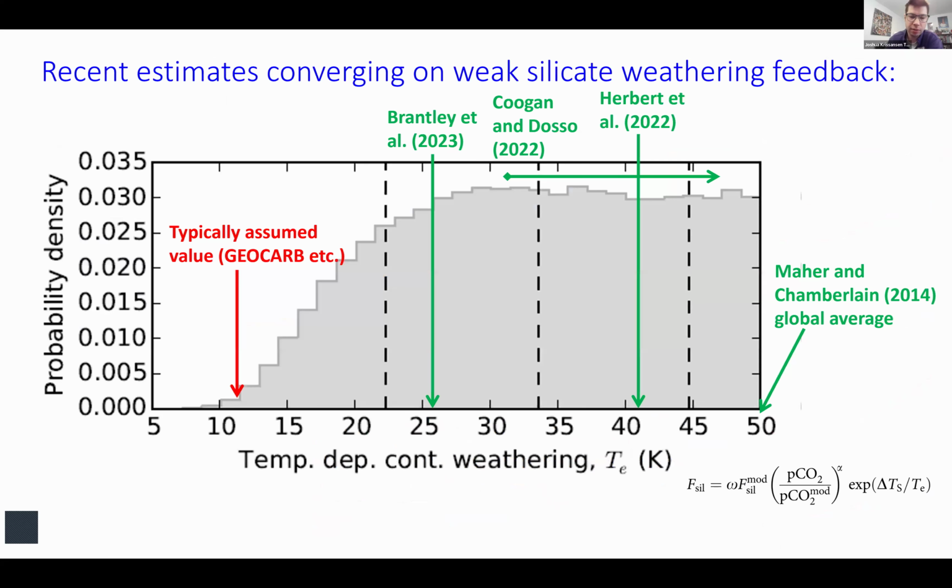So if you put all that together, this is the figure I showed you before, with our gray distribution being our constraint on the temperature dependence of continental weathering, and I've overplotted, on the same scale, these various other papers that have come to similar conclusions. As you can see, they're broadly consistent in that they're pointing in the direction of a weak continental weathering thermostat. We'll come back to the implications of this in a moment.